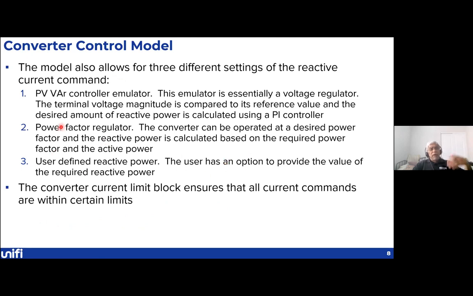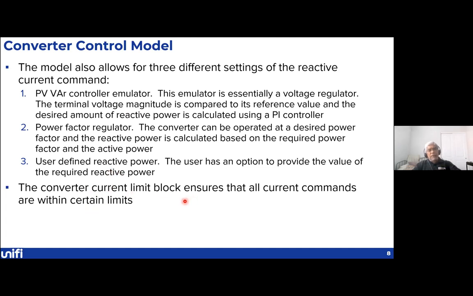And this is what I was talking about in the IQ command case, prior to actually doing all the manipulation with the terminal voltage. You can have three different settings for the reactive current command. You can either have a representation of a solar farm VAR controller. This is an emulator for the VAR controller for the solar farm. Or you can regulate power factor, or you can basically supply user-defined reactive power. So these are the three options available because different plants have different ways of controlling reactive power.